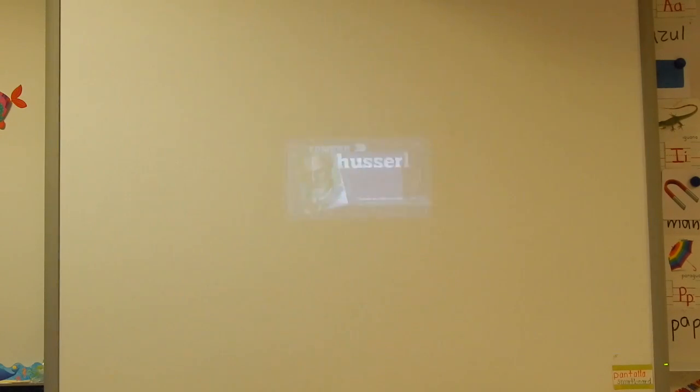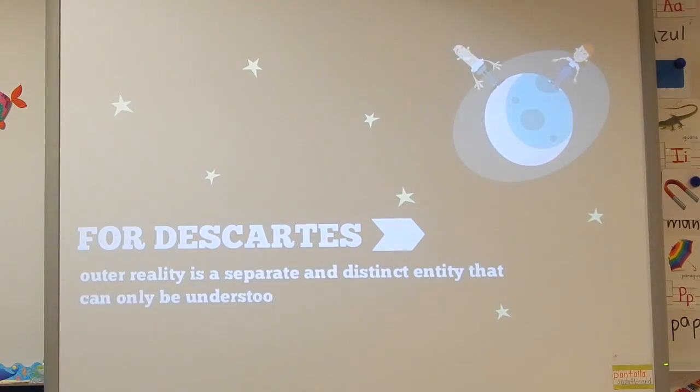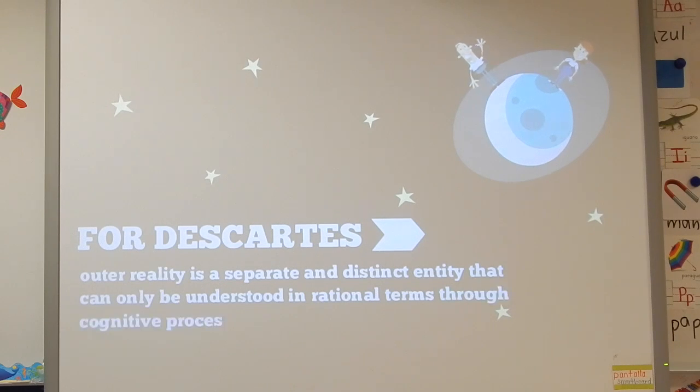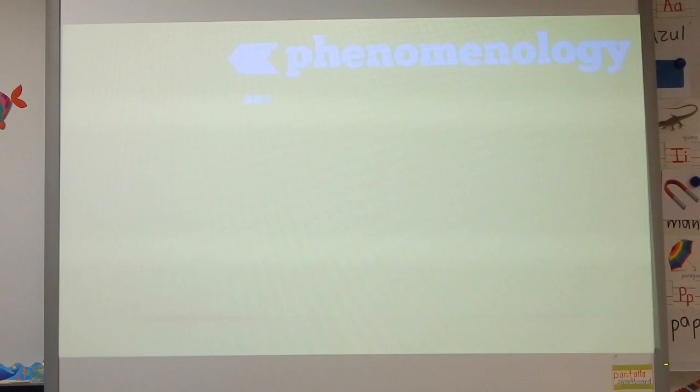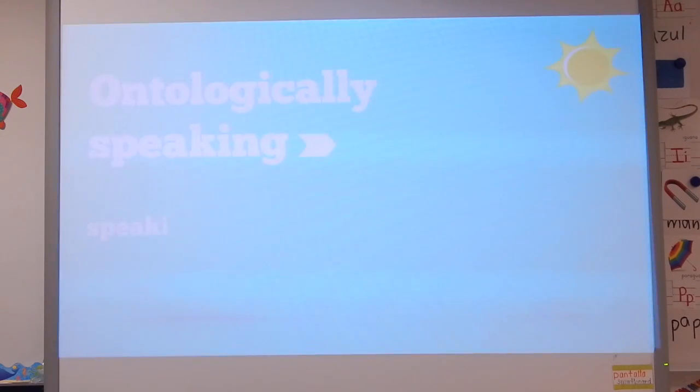Following the Cartesian principle, outer reality is a separate and distinct entity that can only be understood in rational terms through cognitive processes of deduction. Sense perception was thought to distort this process, and certainly emotions were considered a lower form of experience emanating from the recesses of the body. In contrast, phenomenology seeks to understand the outside world as it is interpreted by and through human consciousness. Ontologically speaking, that means speaking in terms of how philosophers understand the nature of being and existence.